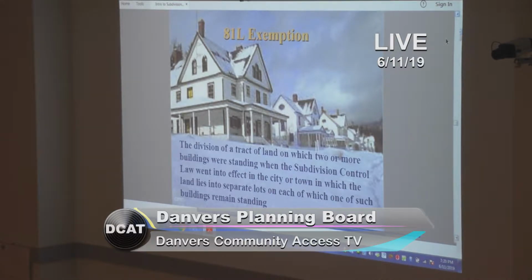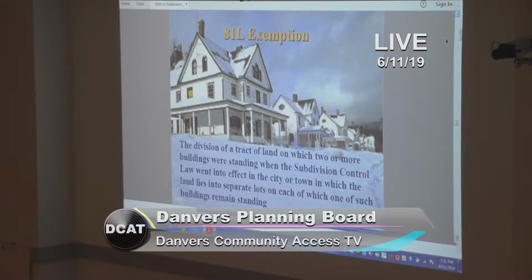So I don't know if this is something that you've ever come across, but 81L is simply the section of the subdivision control law that contains all the definitions. But usually when people talk about the 81L exemption, they're talking about the multiple structures exemption. So there's one instance where a plan is entitled to A&R endorsement, even if one or more, even if all the lots may not have the requisite amount of frontage, or maybe any frontage on one of the three types of ways that we talked about earlier. And it is where you have a parcel of land that has two or more structures, each of which predate the adoption of subdivision control in the town. So for discussion purposes, let's say it's 1979 in Danvers.